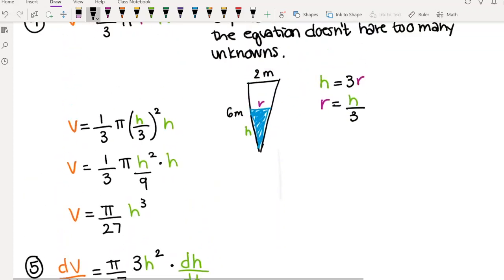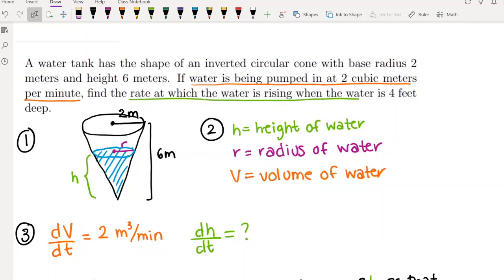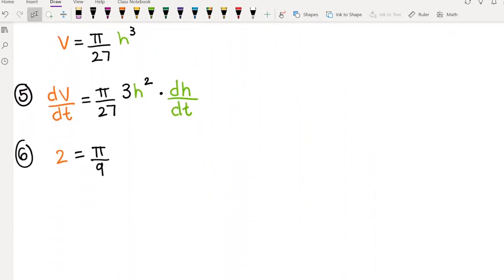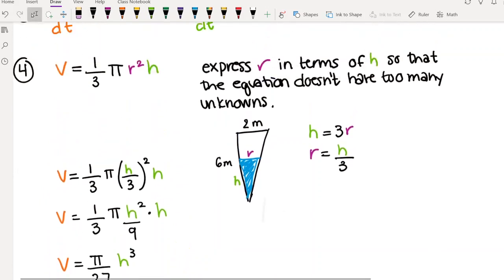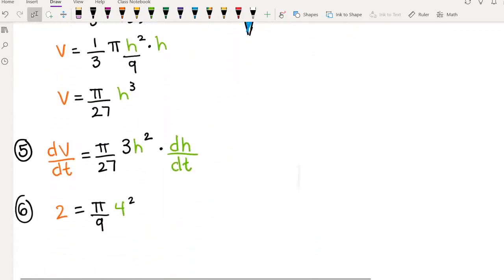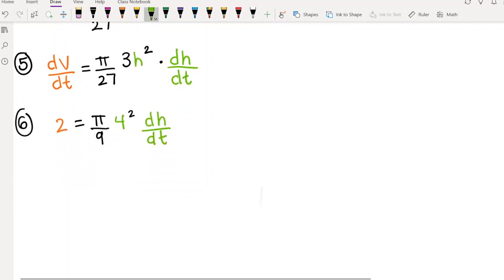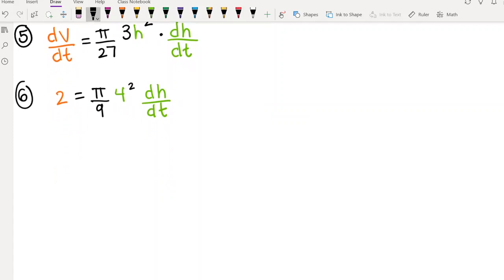Then we know that h, so if we go back up to the problem, it says at what rate is the water rising when the water is 4 feet deep. So that tells us that we want to plug in 4 for h at the very end. So we already took care of that 3. Now we're going to put 4 squared. And then dh/dt is what we're trying to find. So we'll leave that open here. Okay, almost done. So now we have 2 is equal to 16 pi over 9 times dh/dt.